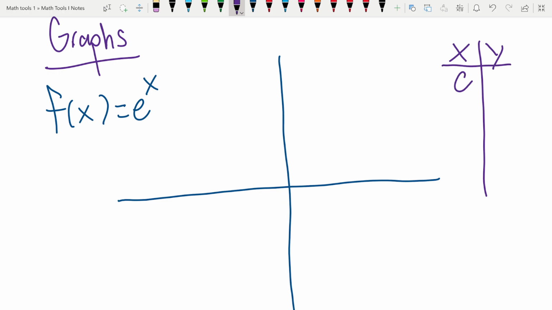So first of all, if we pick 0, we're always going to get 1. And that's not special with e, that's going to be for any base, right? If we pick 1, we're going to get e in this case, which is about 2.718. If we pick 2, we're going to get e squared. I think it's like 6 point something, approximately.